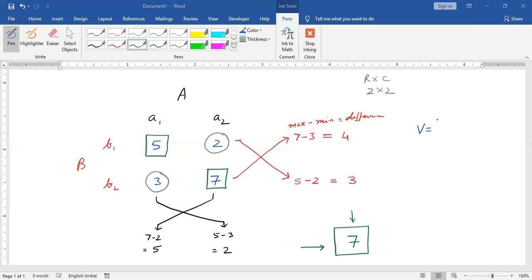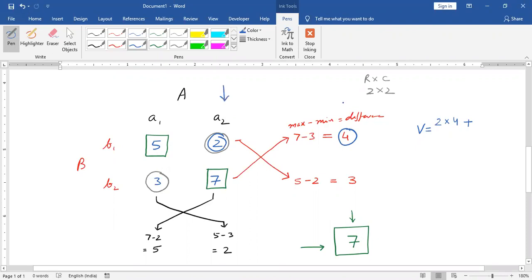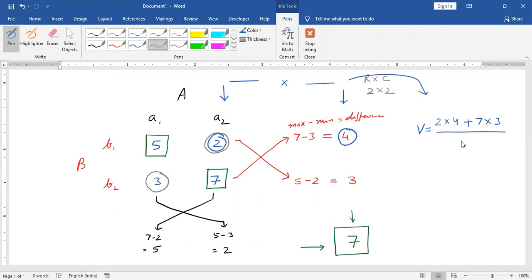That is 2 multiplied by 4, 2 into 4, right? Then plus the second value, because I am going to multiply the second column with the difference. So what result comes? 2 into 4 plus 7 into 3, whole divided by the grand total, right? So whole divided by the grand total.